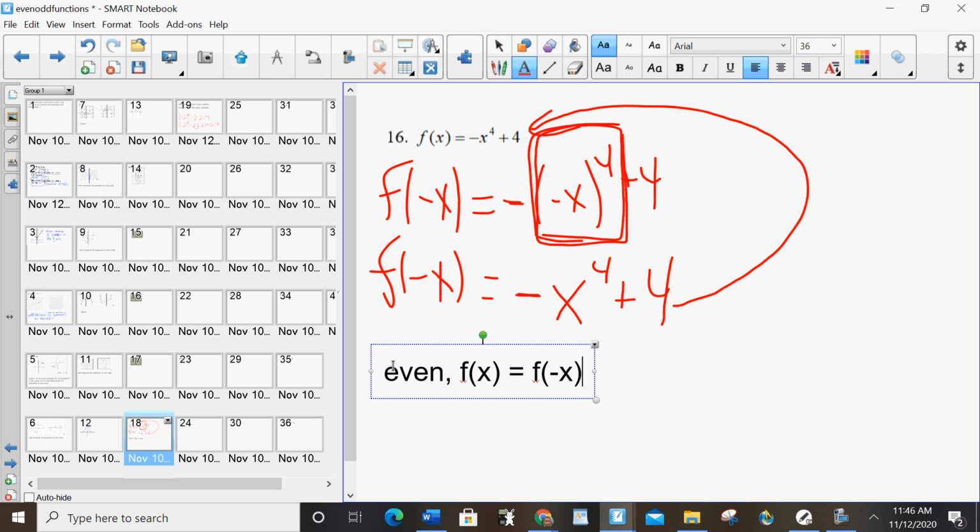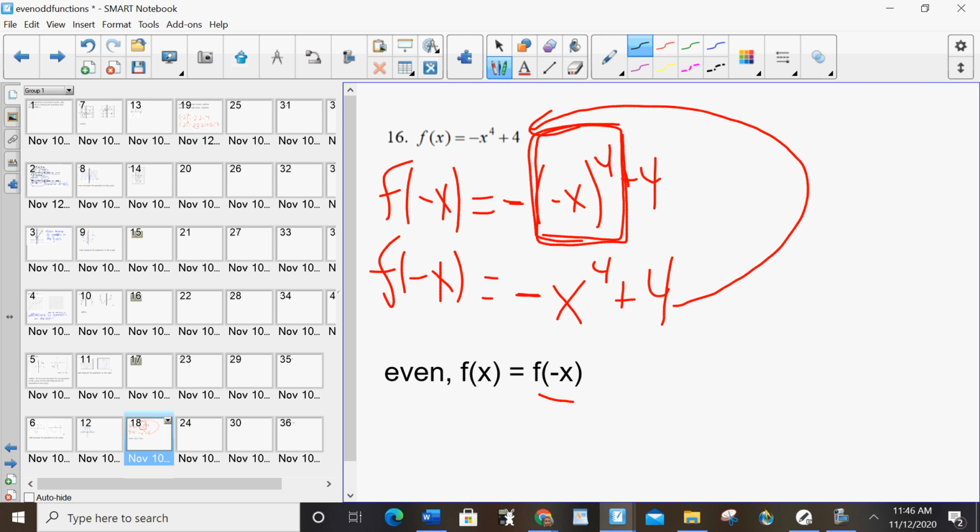Now the mathematical way of saying that is f of x equals f of negative x. That means when I substitute negative x in for x, I get the exact same thing as the original. So that's what the song says, even f of x equals f of negative x.